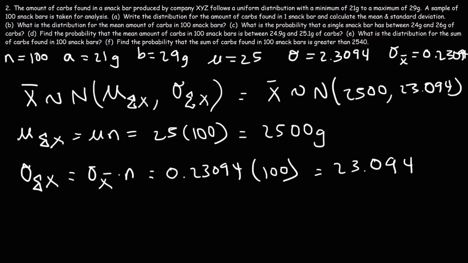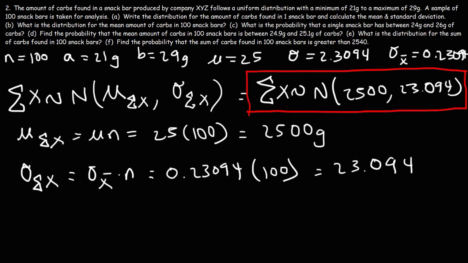Now I do need to make a correction because the sampling distribution is not associated with the mean, but rather it's associated with the sum of x. So just want to make that correction here. So this is the answer for part E. Now let's move on to part F.